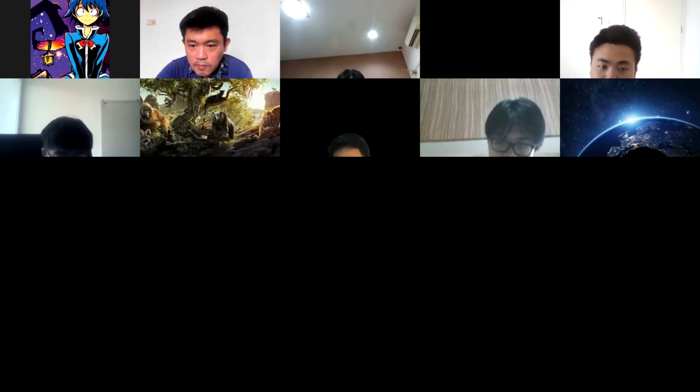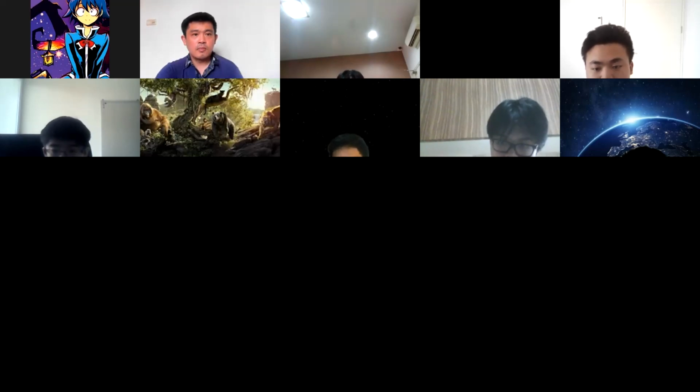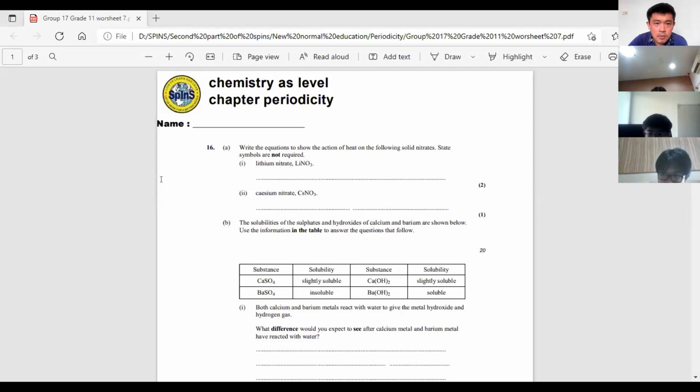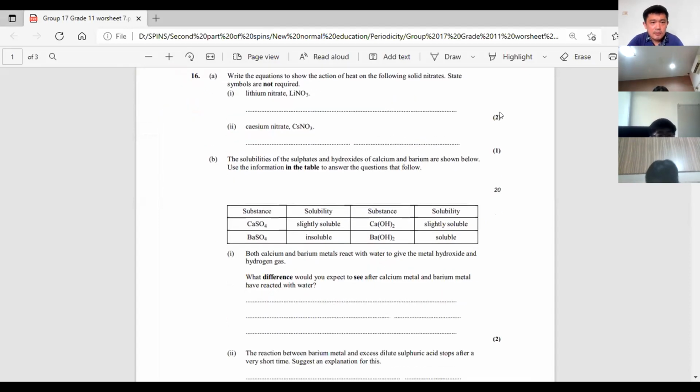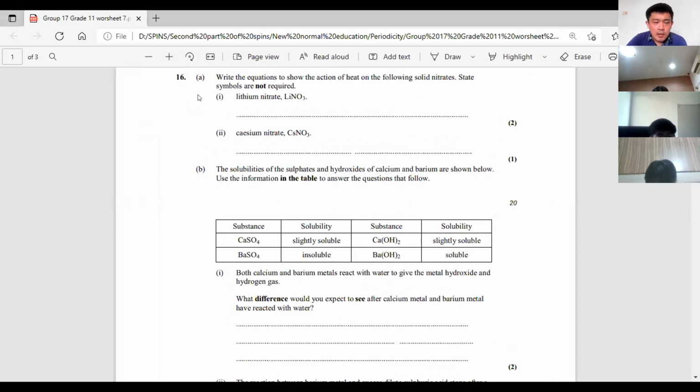Let me share. Okay. So on Wednesday, we are going to have the test as I told you. So in this one, I hope everyone can see the screen that I am sharing. In this number, write the equations to show the action of heat on the following solid nitrates. State symbols are not required.